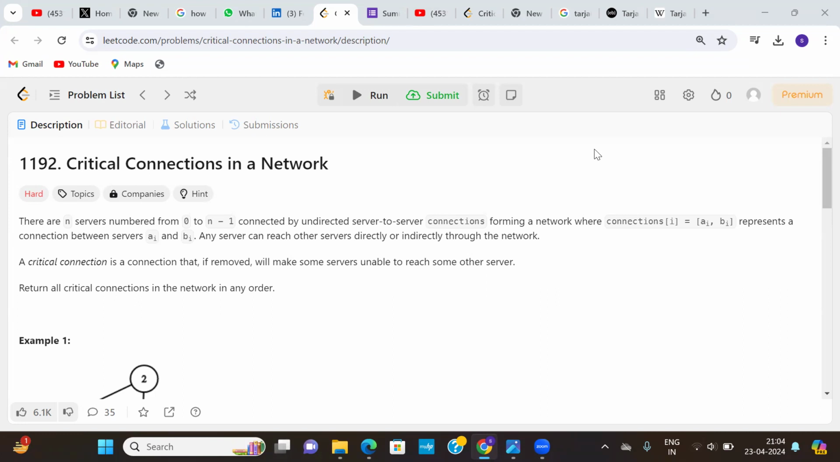Our today's question says critical connections in a network. Let me explain the question in short. What does the question mean? We need to return all the critical connections present in a network.